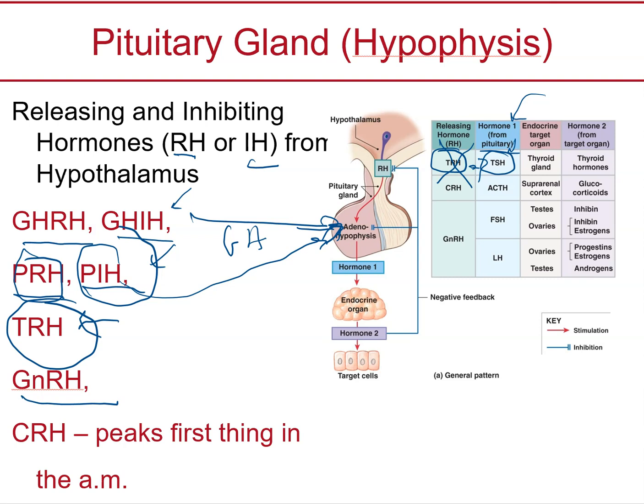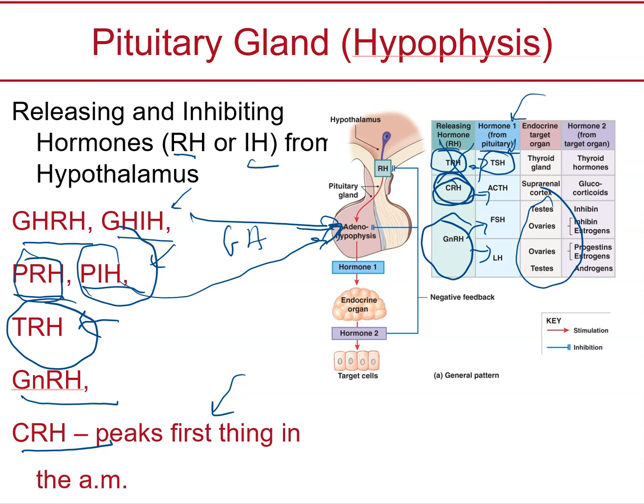Then we have GnRH. This is gonadotropin releasing hormone. That's a mouthful. That goes to the anterior pituitary gland and it controls the release of two hormones called FSH and LH. They're called gonadotropins because they're going to go to the gonads ultimately. And then we have CRH, which is corticotropic releasing hormone. That goes to the anterior pituitary gland and triggers the release of ACTH. Now, something interesting is CRH peaks in the morning. So this hormone is highest in the morning, and then it's going to be lowest at nighttime.